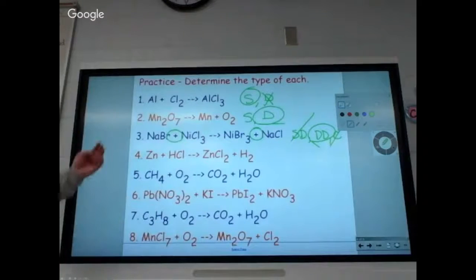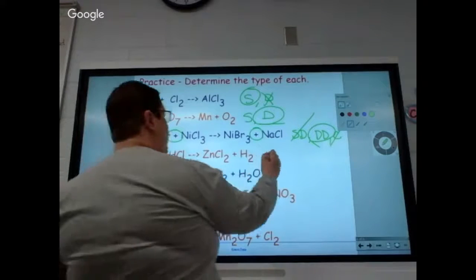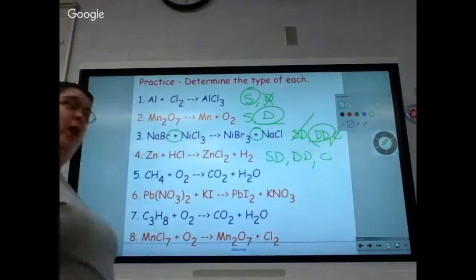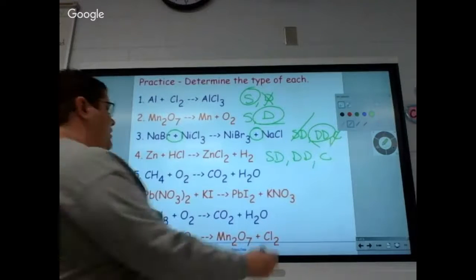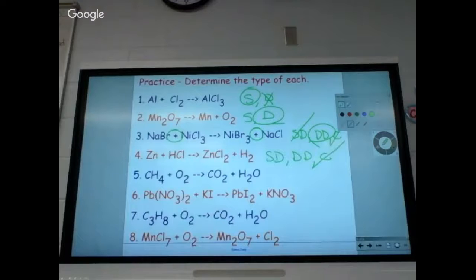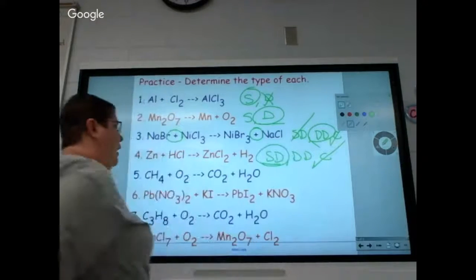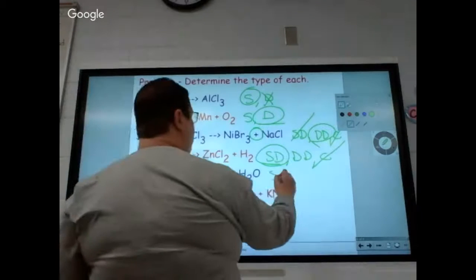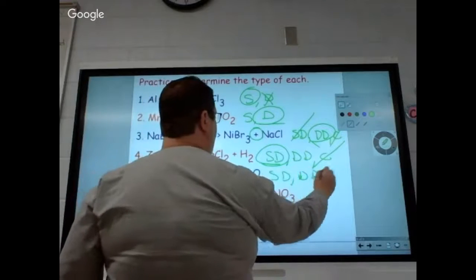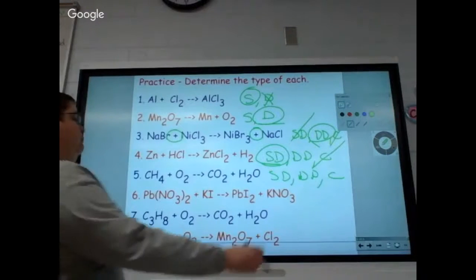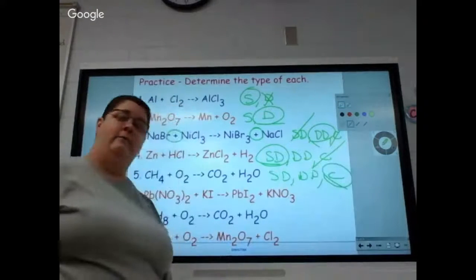All right, if I go to number 4, how many plus signs do we have? So it's either single, double, or combustion. Which one do we know it's not? So it's either single or double. Do I have elements or do I have all compounds? So it's got to be single. All right, how many pluses do I have in number 5? So it's either single, double, or combustion. Do I have anything that strikes me? You got the idea?